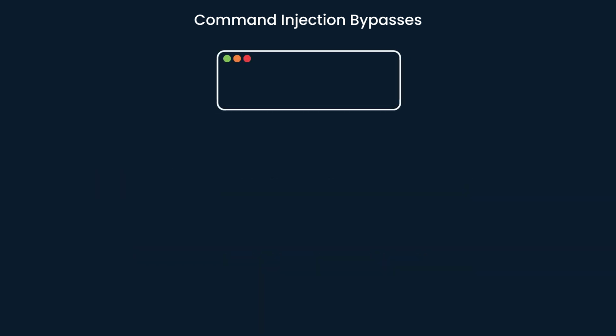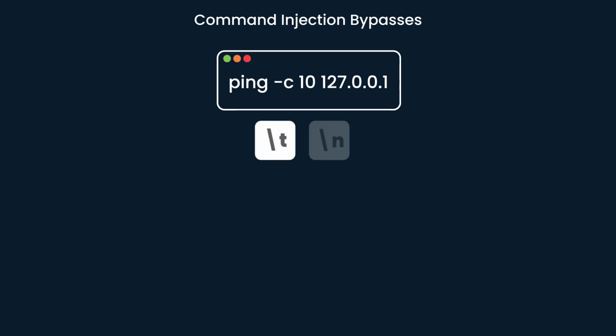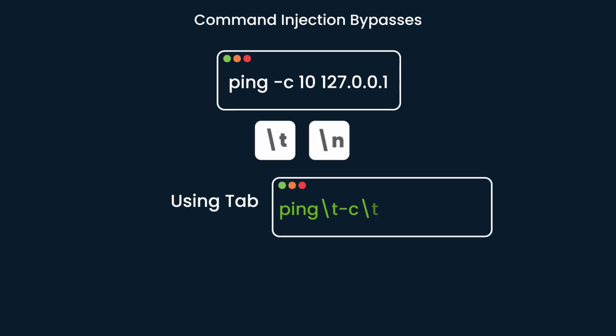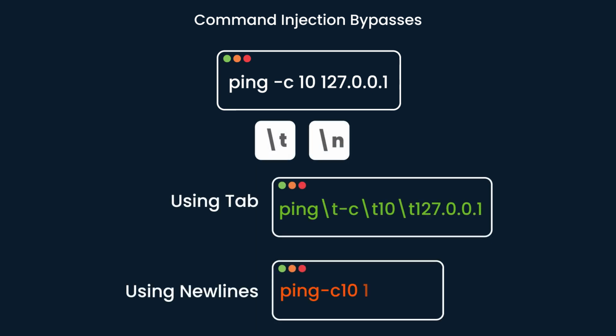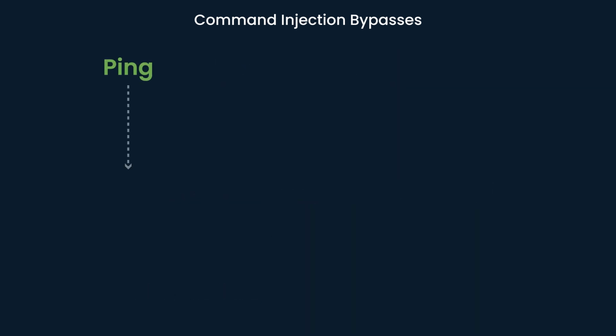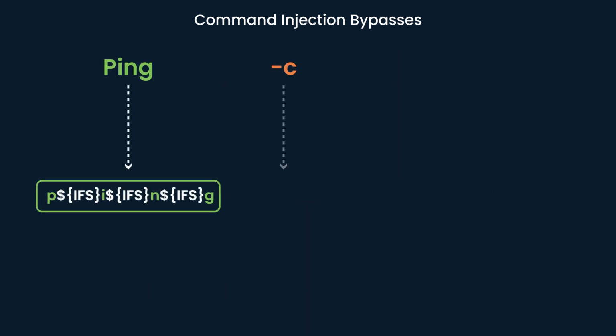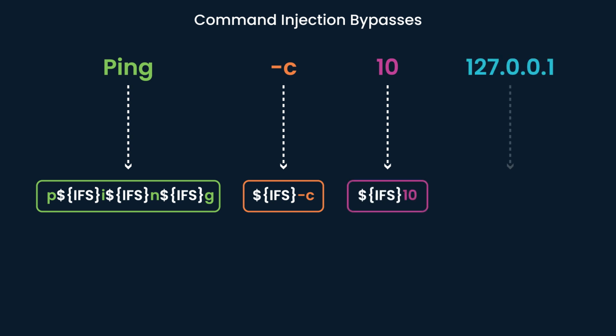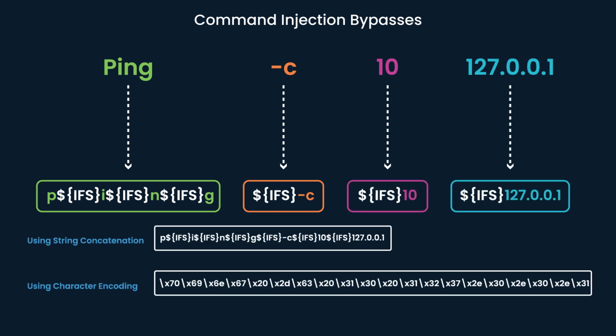Attackers can use the whitespace obfuscation technique and utilize tabs, new lines, or other whitespace characters to bypass space-based filtering. Attackers can also break the command into multiple parts by performing command obfuscation and using string concatenation or character encoding to bypass filters. Now, let's explore where and why command injection vulnerabilities occur.